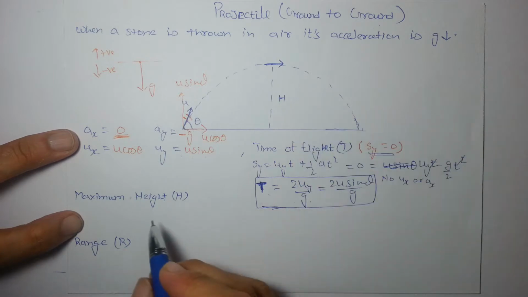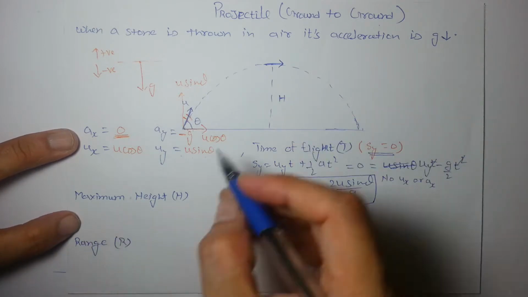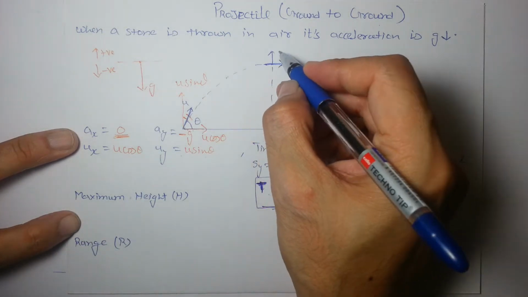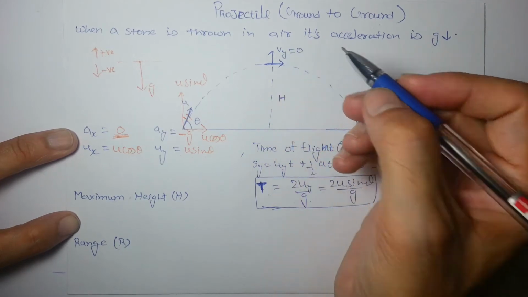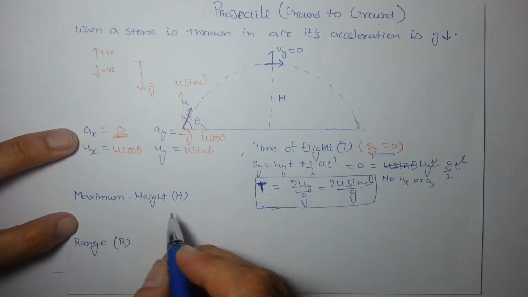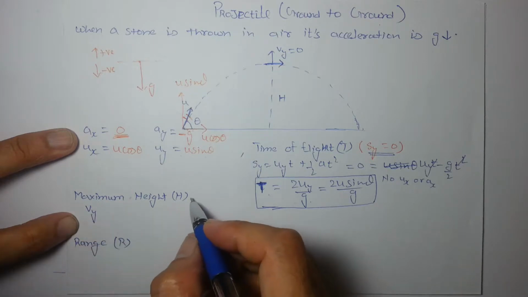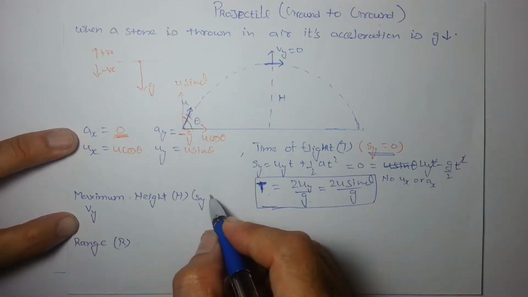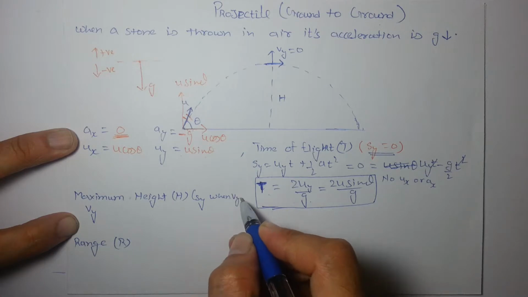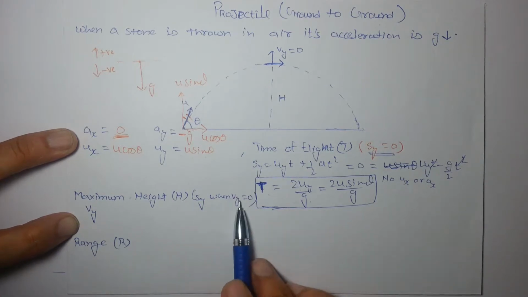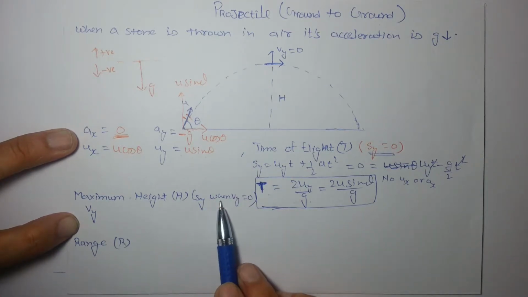What is the height? H, the maximum height. For maximum height, obviously at the topmost point vy will be 0. So maximum height is sy when vy equals 0. This is nothing but displacement in y direction when vy is 0.